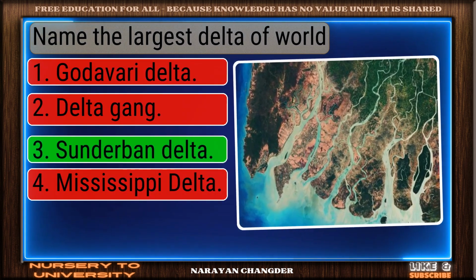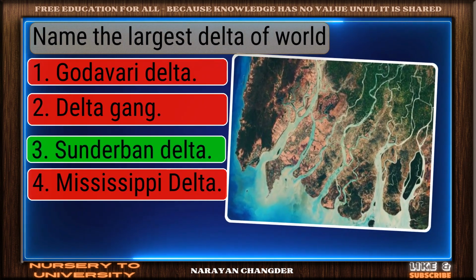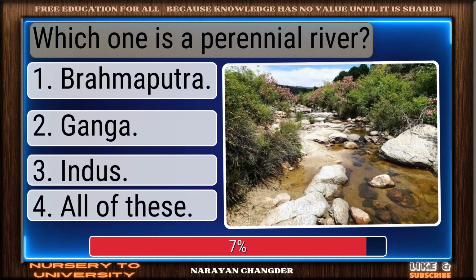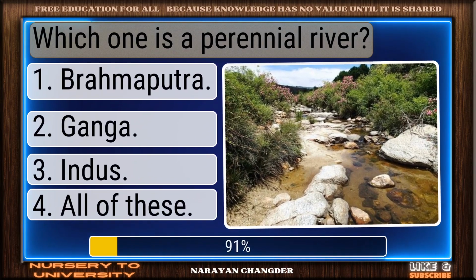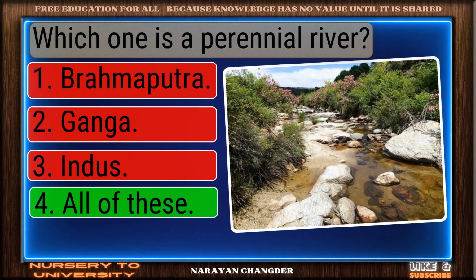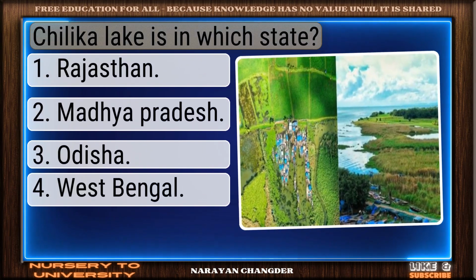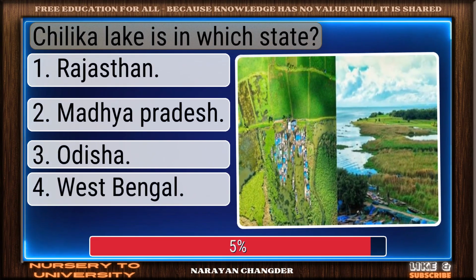Excellent choice. Sundarban Delta is the right answer. Question number 176. Which one is a perennial river? Good thinking. All of these is the right answer. Question number 177. Chilika Lake is in which state?